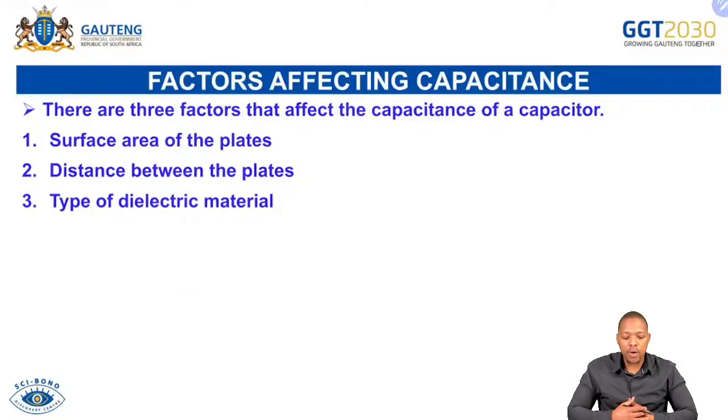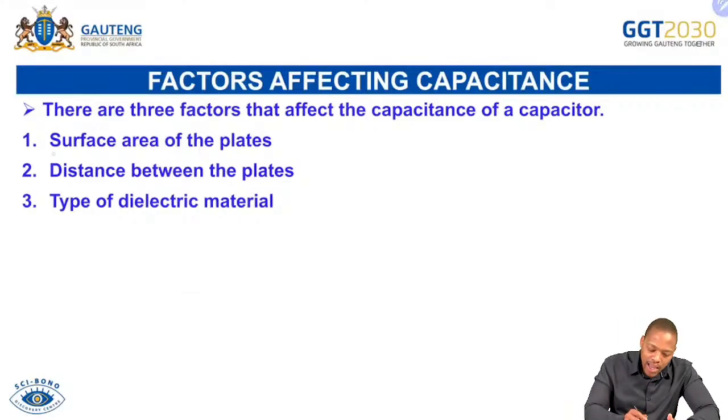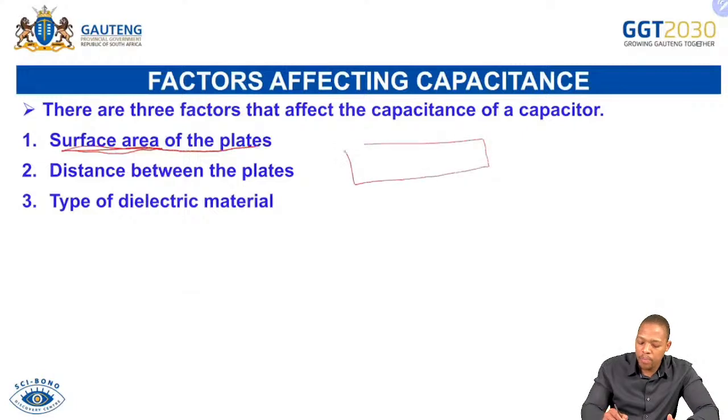This we have talked about, but I want to emphasize it. There are factors that can affect the capacitance of a capacitor. We spoke about that. If you make the plate bigger, you are affecting the surface area of the plate. And if the surface area of the plate is bigger, or bigger plates, then it means you are going to be able to do what?